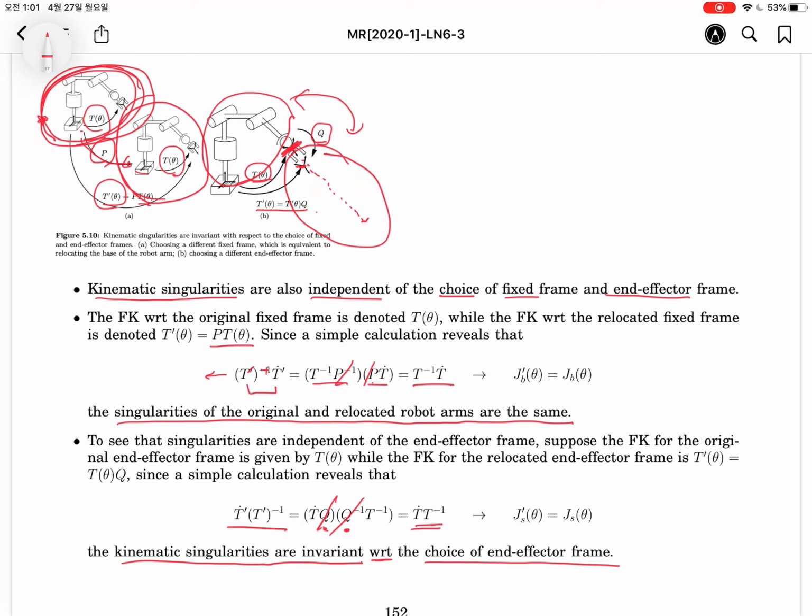So as mentioned before, the singularity is a very intrinsic property. It is not varying. Singularity is maintained in all postures. So singularity can be overcome by changing the mechanism structure. That's the only way to overcome it.